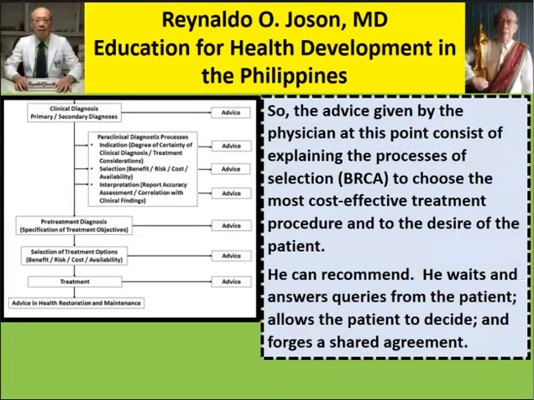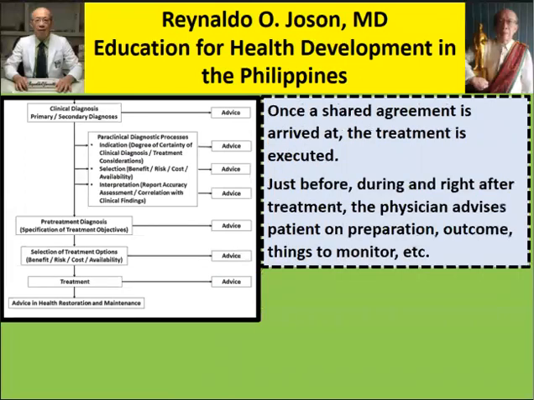So the advice given by the physician at this point consists of explaining the processes of selection, BRCA, to choose the most cost-effective treatment procedure and to the desire of the patient. He can recommend, he waits and answers queries from the patient, allows the patient to decide, and forges a shared agreement.